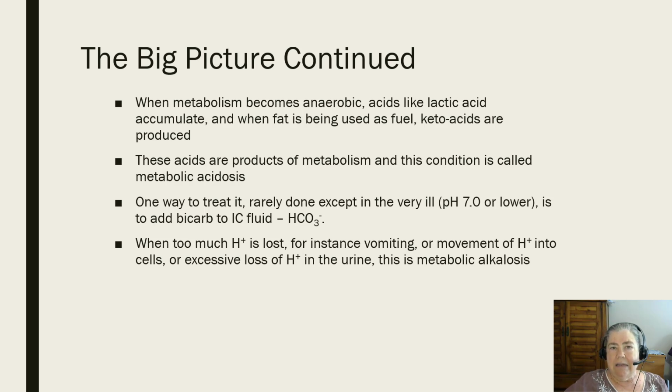On the other hand, sometimes we lose excess hydrogen ions. One example is when somebody is vomiting. Another is when a condition happens that causes hydrogen ions to move into cells. And a third is when there's excessive loss of hydrogen ions in the urine. And when any of those things happen and pH goes up, that's called metabolic alkalosis.